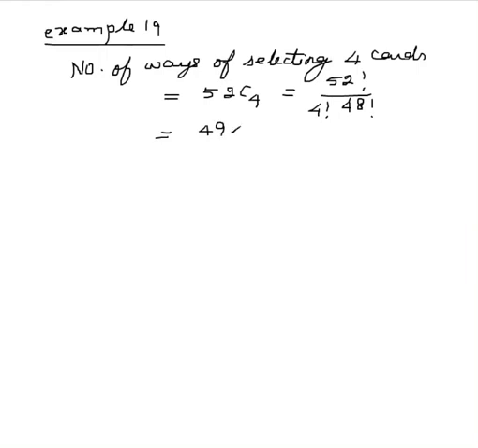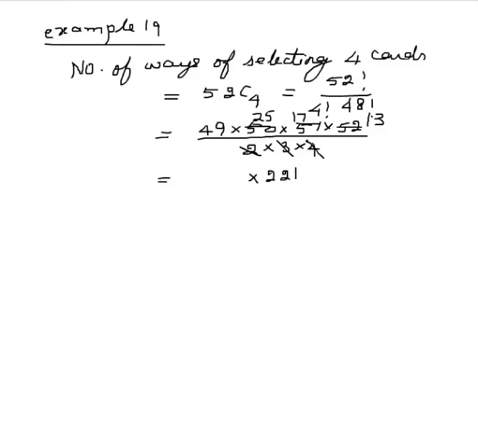Cancel 48 factorial. 49, 50, 51 and 52 divided by 2 into 3 into 4. 13 times it goes, here it goes 17 times, this is 25. 49 into 25 is 1225 and this product is 270725.